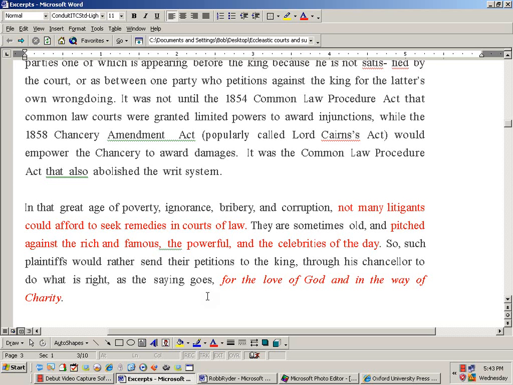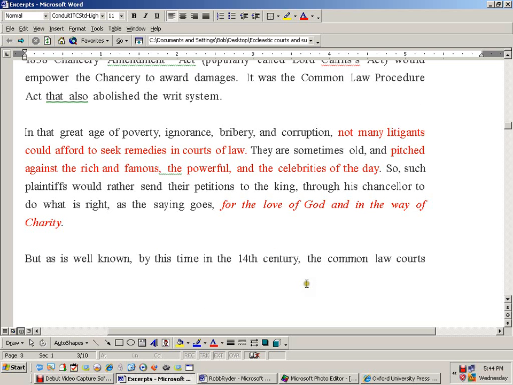In that great age of poverty, ignorance, bribery, corruption, not many litigants could afford to seek remedies in courts of law. They are sometimes old and pitched against the rich and famous, the powerful and celebrities of the day. So many plaintiffs would rather send their petition to the king through his chancellor to do what is right, as the saying goes, for the love of God, in the way of charity.